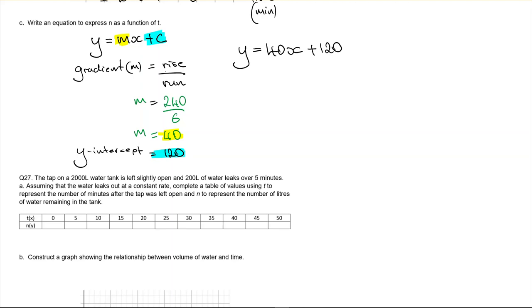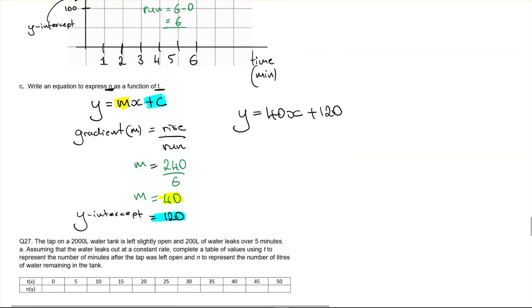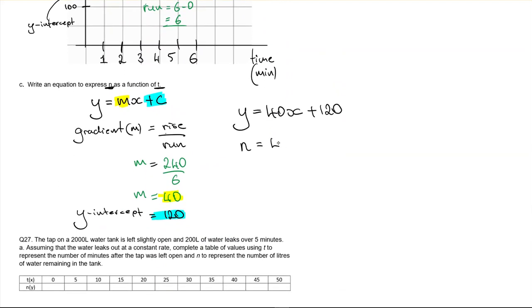Now the only thing is that it wants you to express n as a function of t. So instead of having y, because we know number of people is on the y-axis, I'll put n equals 40. Instead of x, I'll put t for time, plus 120. Now I can use this function or this equation to know how many people would be there after, let's say, 20 minutes. I can plug 20 into my equation and I can know how many people would be at the concert after 20 minutes. But that's my final answer there.